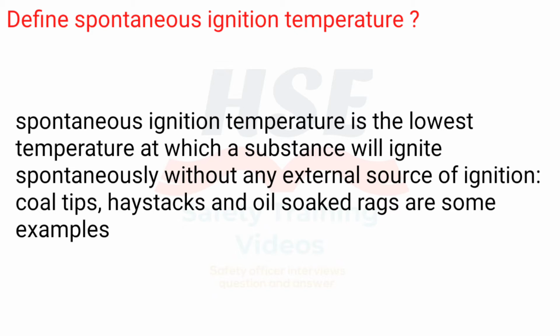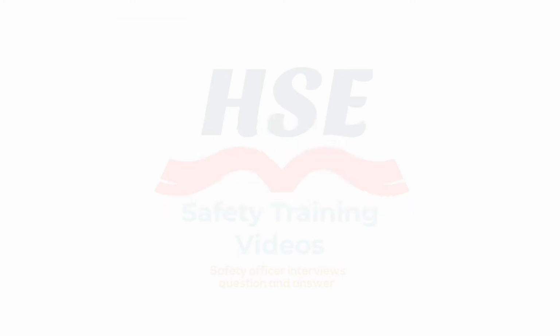Define spontaneous ignition temperature. Spontaneous ignition temperature is the lowest temperature at which a substance will ignite spontaneously without any external source of ignition. Coal tips, haystacks and oil-soaked rags are some examples.